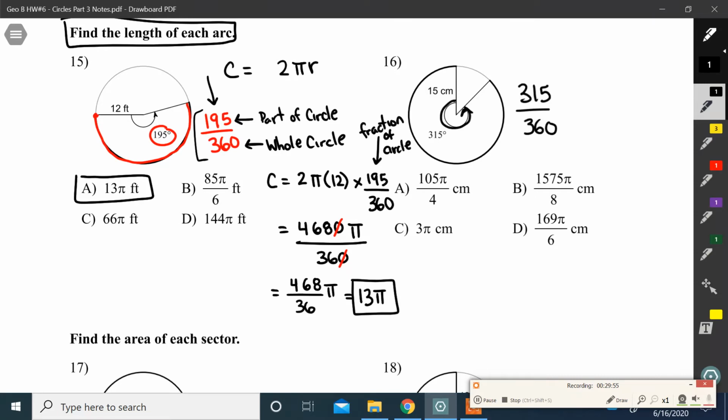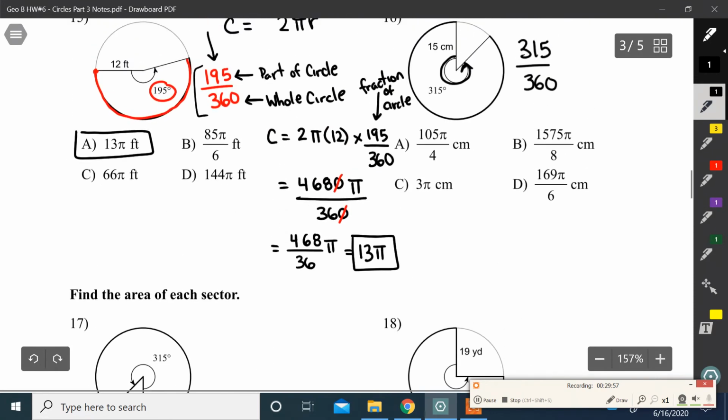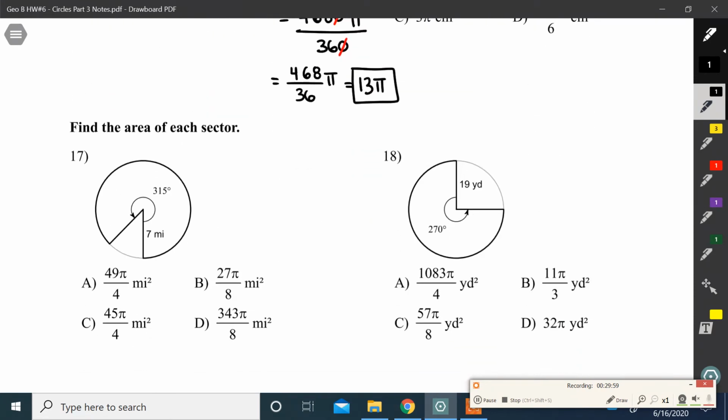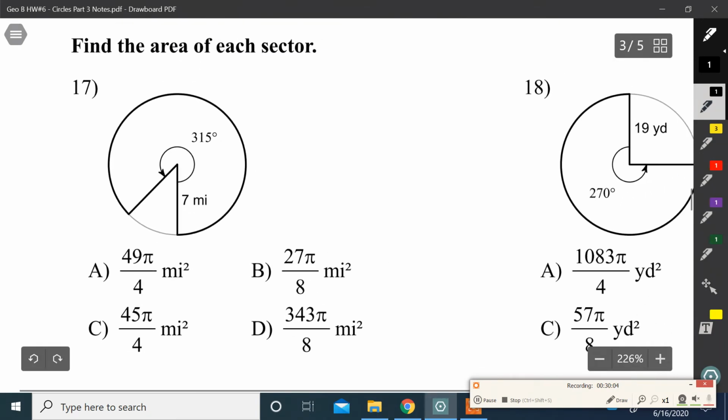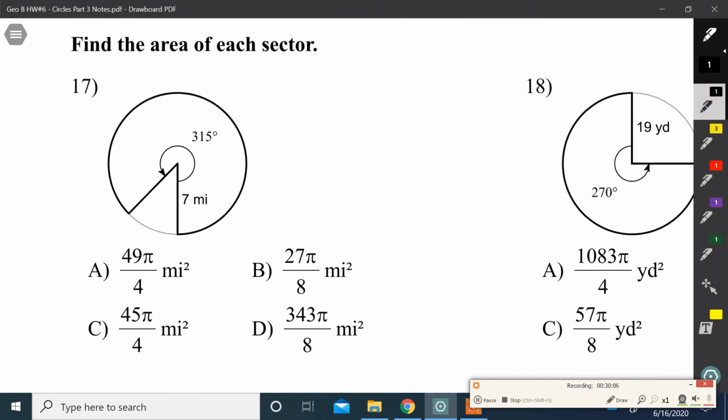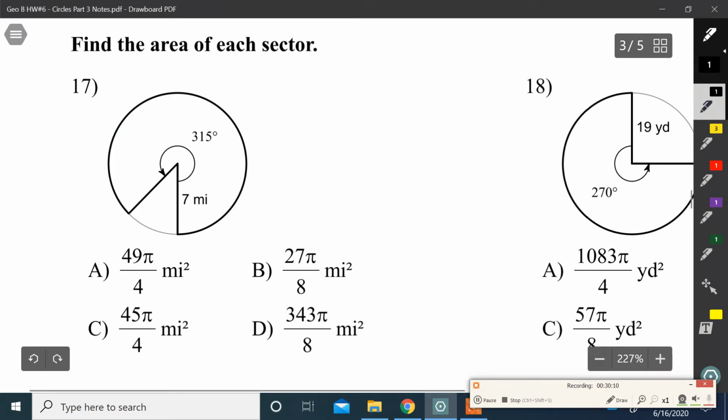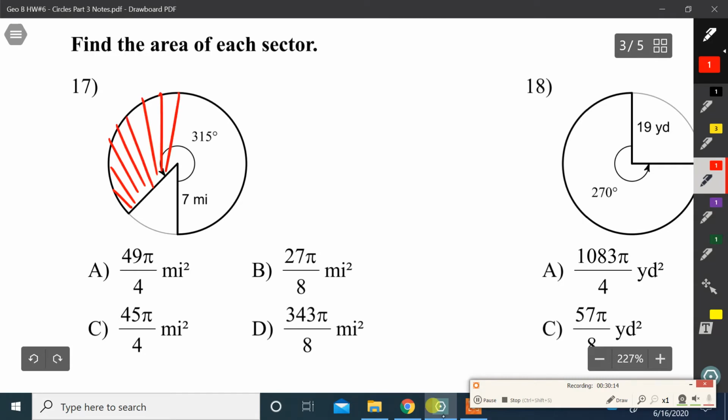All right. Awesome. Now on this one here, they're asking you to find the area of each sector. Okay, the area. So what is the area? The area, remember, is everything inside. But we're only looking for the area of this right here. Okay, so how do I do this then?